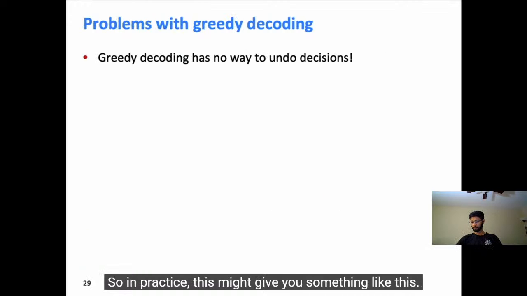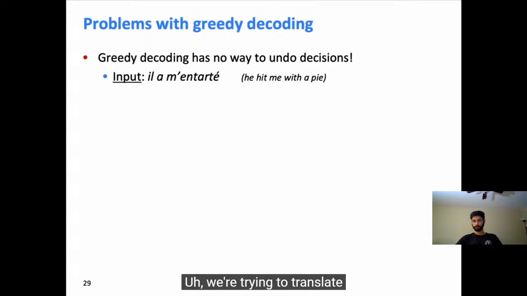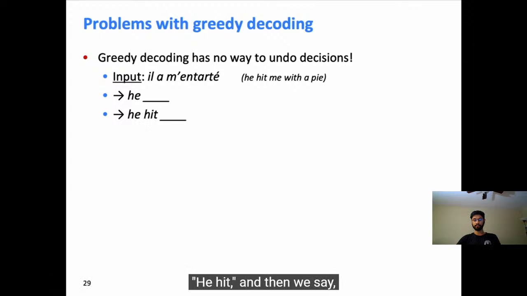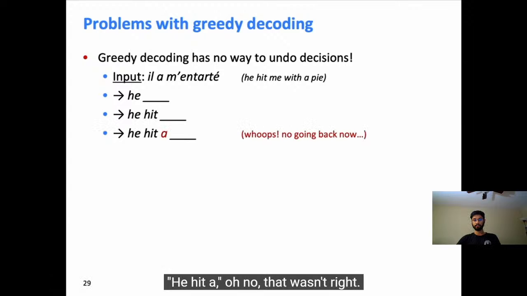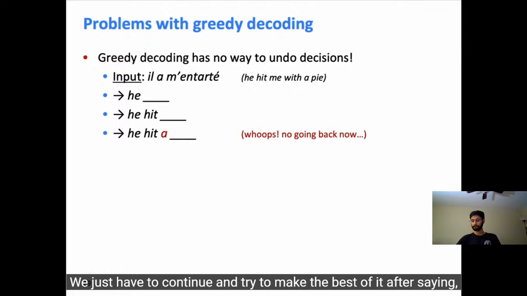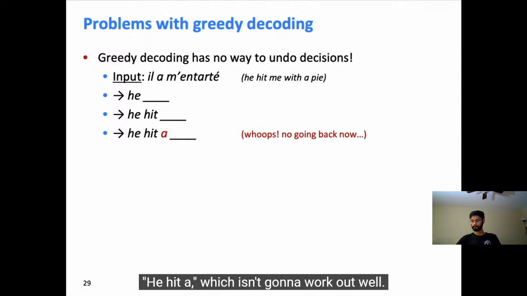So in practice, this might give you something like this. We're trying to translate our running example sentence, and then let's suppose on the first step we say he, and then we say he hit, and then we say he hit A. Oh no, that wasn't the best thing to choose, but we have no way to go back now, right? We just have to continue and try to make the best of it after saying he hit A, which isn't going to work out well. So that's the main problem with greedy decoding. There's no way to backtrack, no way to go back.